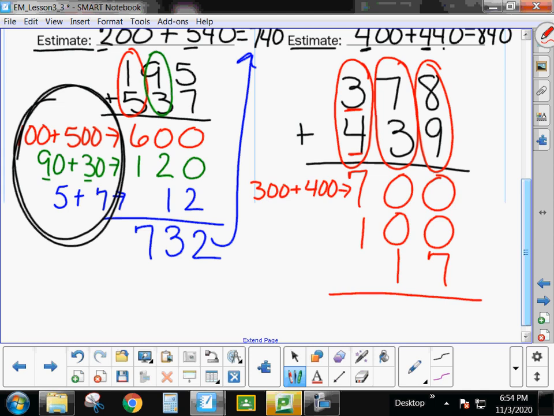So that might be a strategy that maybe you want to keep this partial sums strategy, but once you get really good at it, you can kind of leave out all of this extra writing over here. All right, boys and girls, that is partial sums addition. Tomorrow we're actually going to learn another addition strategy called column addition.